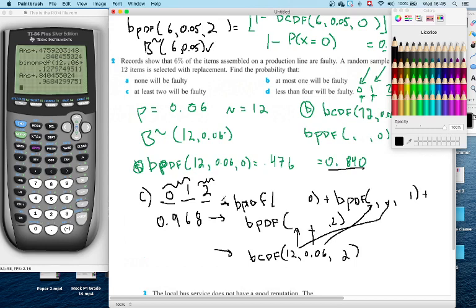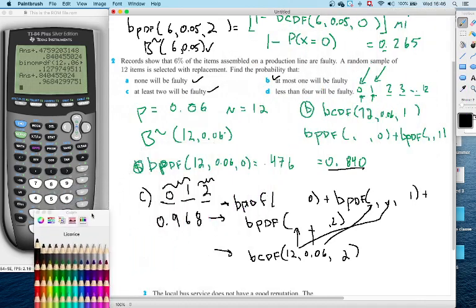You can see that if they wanted you to add up, say, from 0 to 10, you wouldn't want to do this Binomial Pdf 10 times. It would just take too much time, all right? But in this question, it actually helps us because it starts off with 0, then with 1, then with 2, so it was quite easy to use our calculator to figure this out, all right?